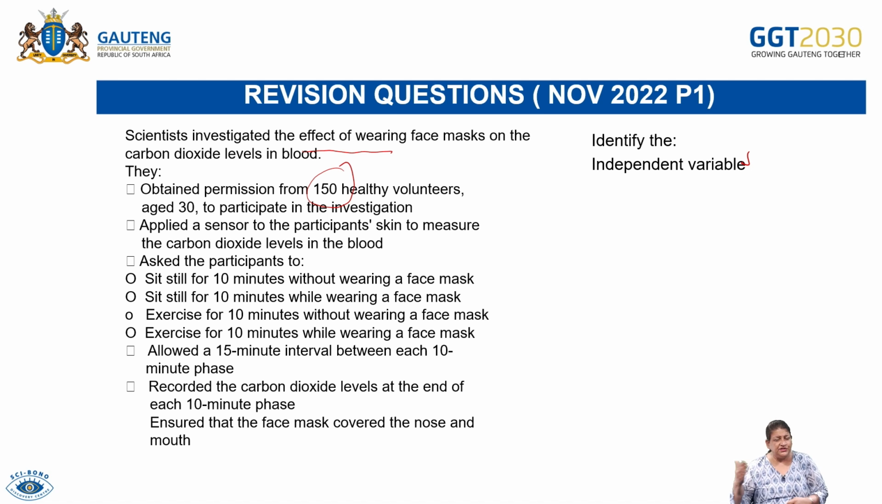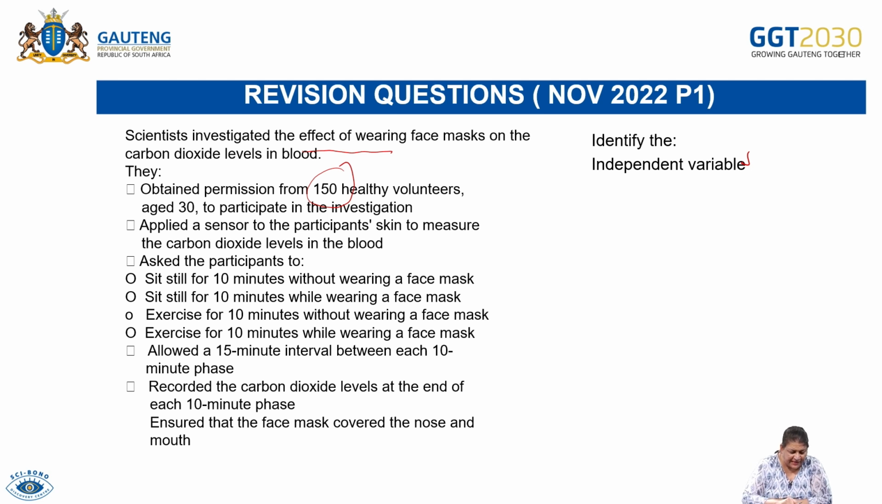So the amount of CO2 released becomes my dependent variable, and the wearing or not wearing of a mask becomes my independent variable. You're going to say the wearing or not wearing of a mask, or the wearing of a mask becomes my independent variable. By saying wearing of a mask, it means either you wear it or you don't, and that was your independent variable.